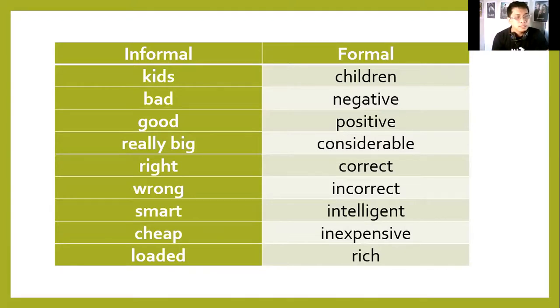Okay, so for "kids," we use "children." For "bad," we use "negative." Let's say, for example, "The said chemical has bad effects to our health." So instead of using "bad effects," we use "negative effects," so it's more scientific. Then "good," we say "positive." "The good effect of this medicine." Instead of using "the good effect of the medicine," we say "the positive effect of the medicine is, okay, really big."